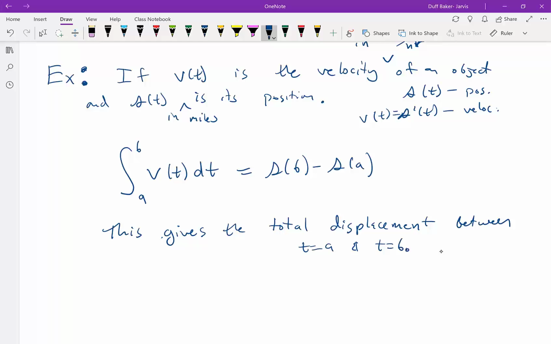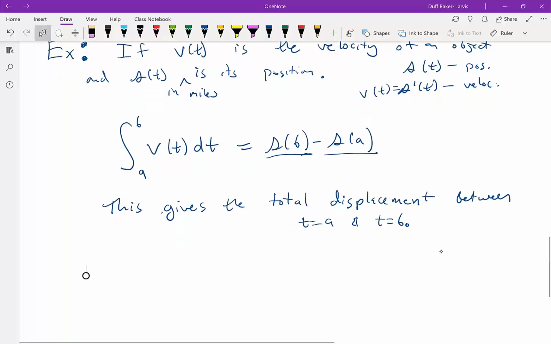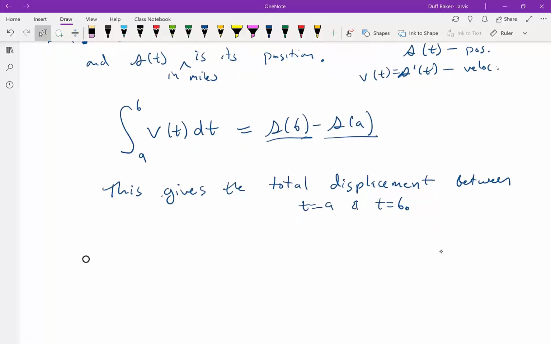Okay, and so yeah, it's where it was at time b minus where it was at time a. It's how far it moved if you only know those two moments in time.